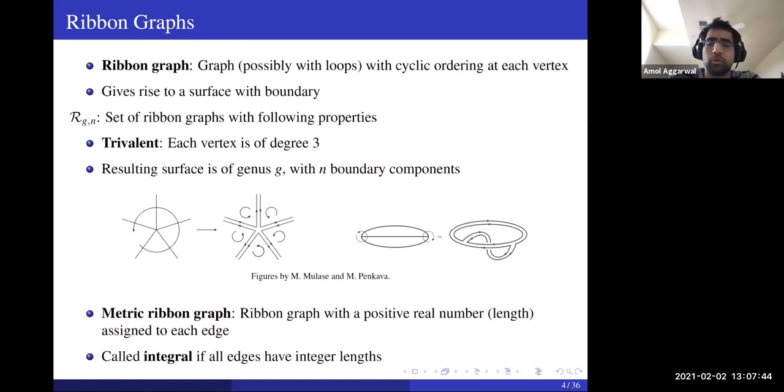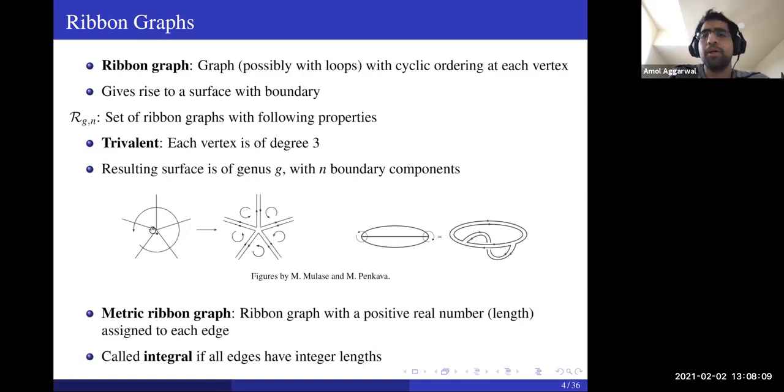So a ribbon graph is a graph. It can have loops or self-edges, with a cyclic ordering at each vertex. By a cyclic ordering, I mean, hopefully you can see my cursor, it's referring to the fact that at each vertex I have some number of edges through them, and I simply take a clockwise or a counterclockwise loop, and then I order the edges in this way.